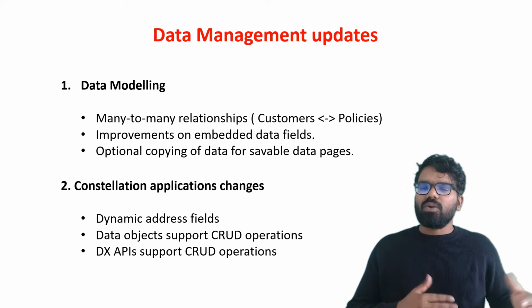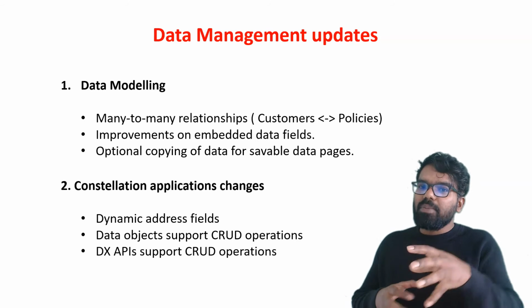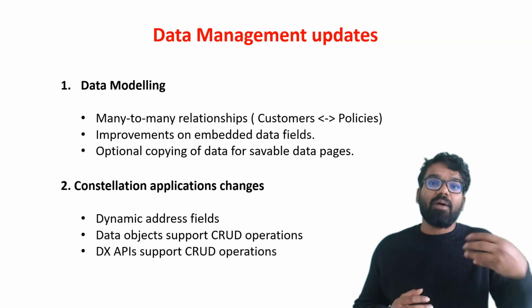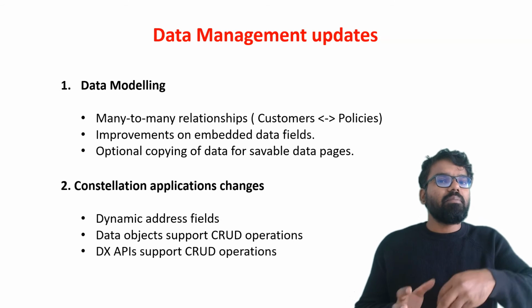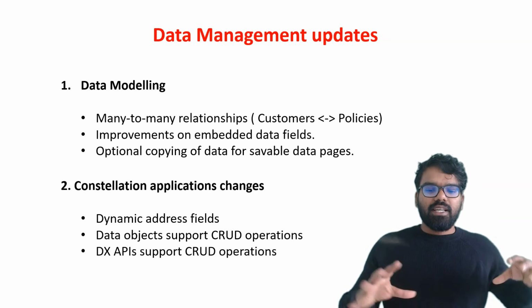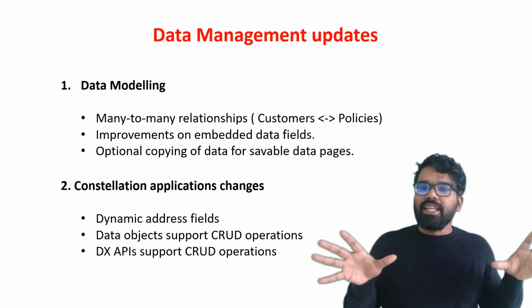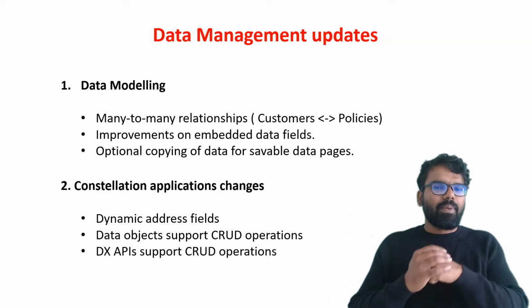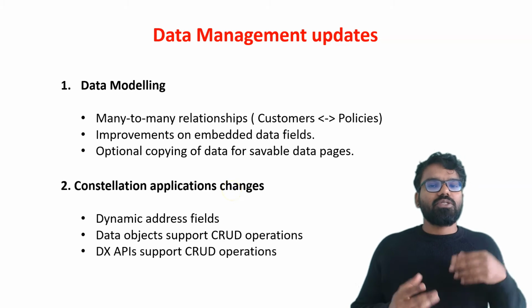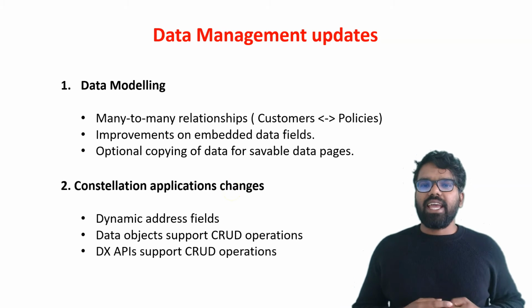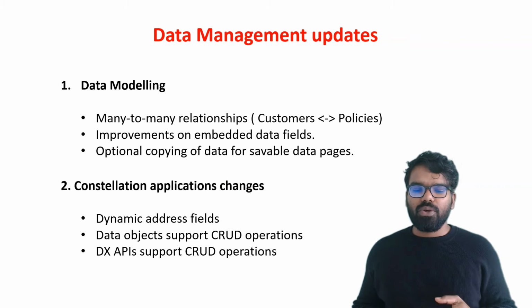Similarly, the other way around. One policy can have multiple customers. There can be a family policy where all the family members can be included into the policy. So there is always a many-to-many relation. Currently in a Pega data model, you don't have an option to use many-to-many, but with 8.8 you get that option. I will show you how to use that.